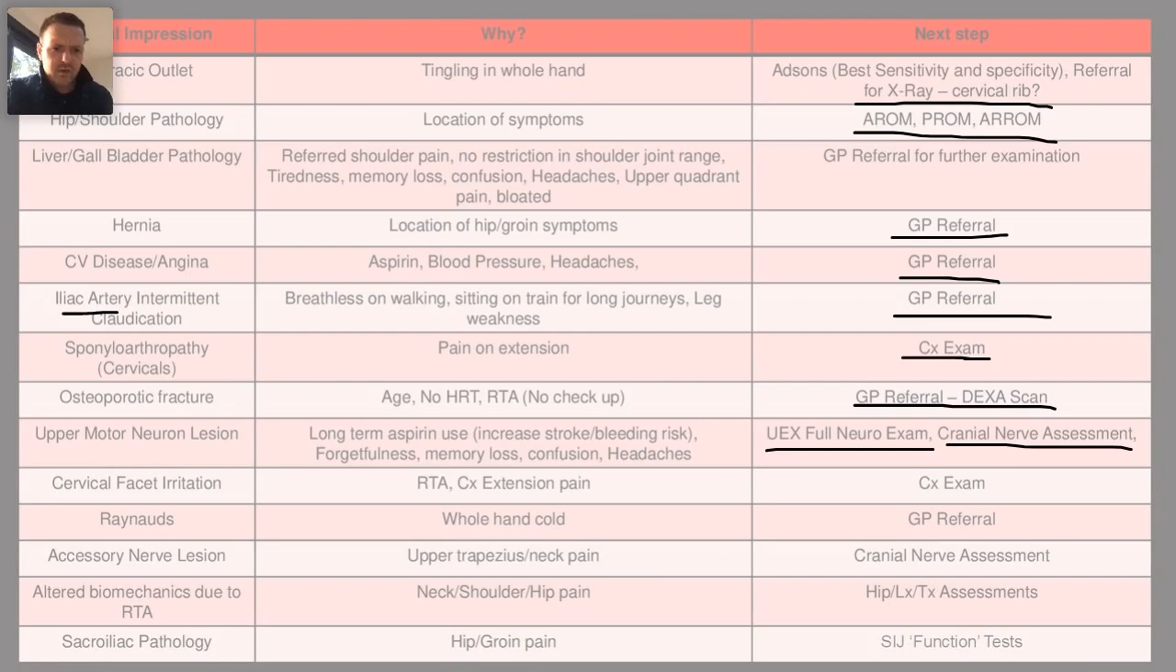We've got cervical facet irritation. That's a potential, and we've done that one. Raynaud's, that's a GP referral. Now Raynaud's is a sympathetic nervous system problem. So there is a problem with the sympathetic nervous system and the regulation of blood flow to the extremities. That's what that is. So it doesn't matter if their blood supply has been cut off here. That won't give you Raynaud's. It's an autonomic nervous system issue.